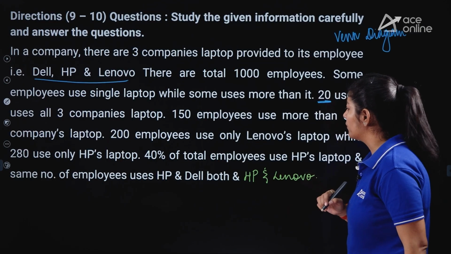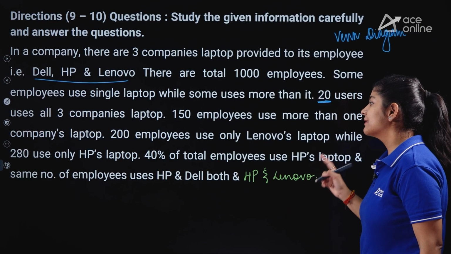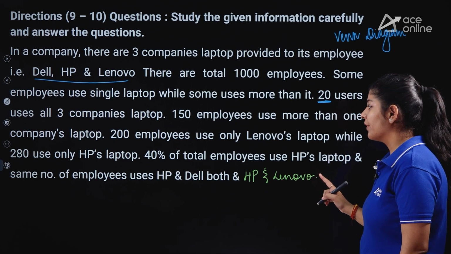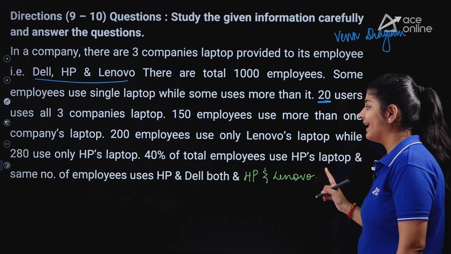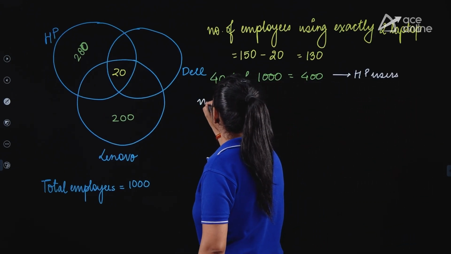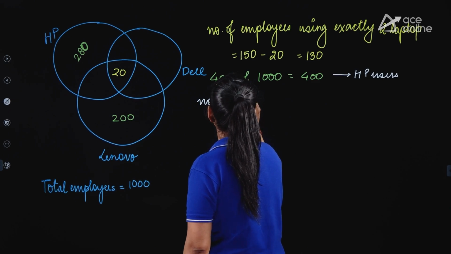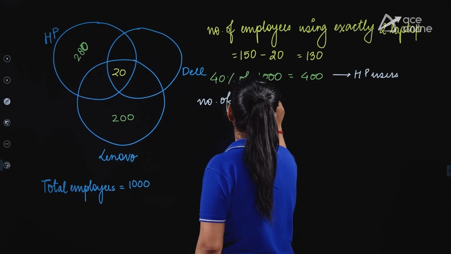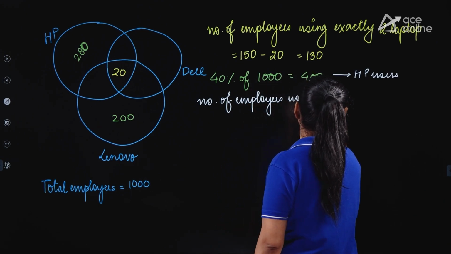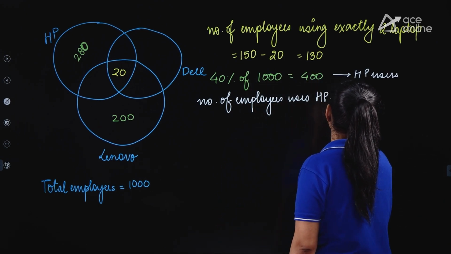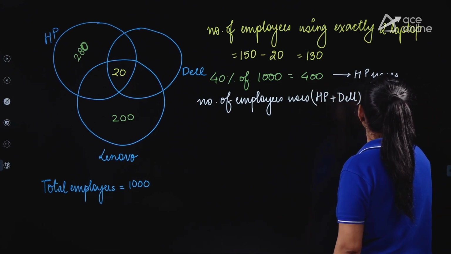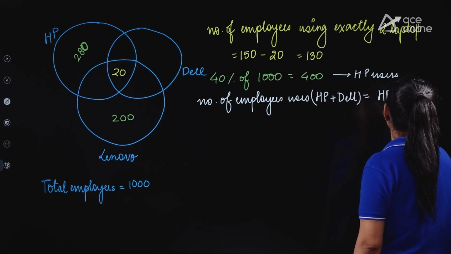These are the HP users, and apart from that, this is the same number of employees who use HP and Dell and HP and Lenovo. So basically we can say that the number of employees using HP plus Dell is equal to the number of employees using HP plus Lenovo.